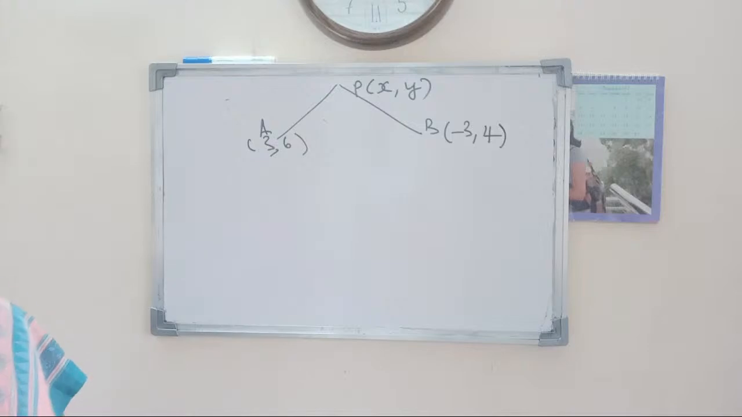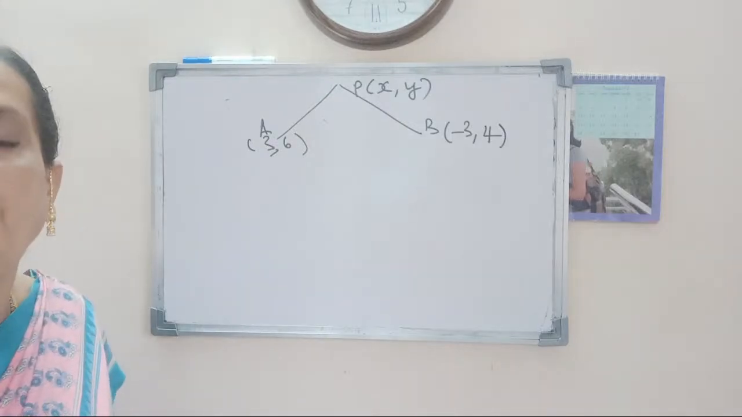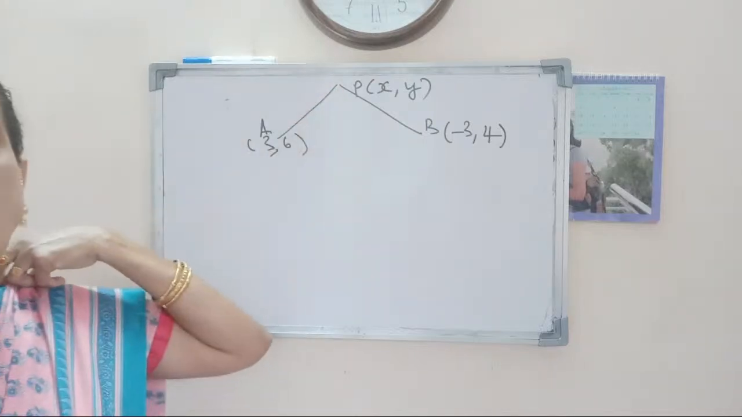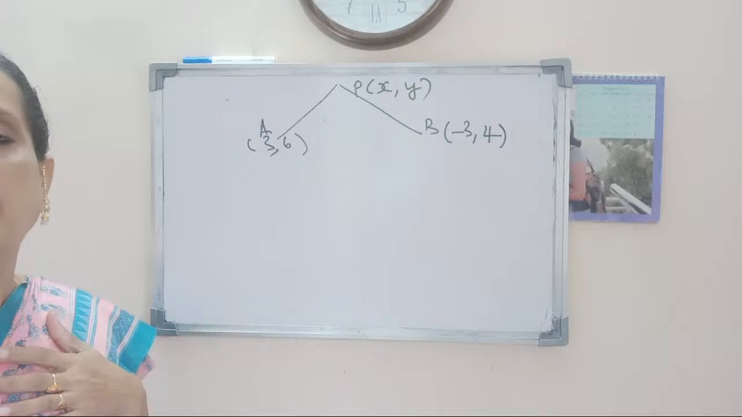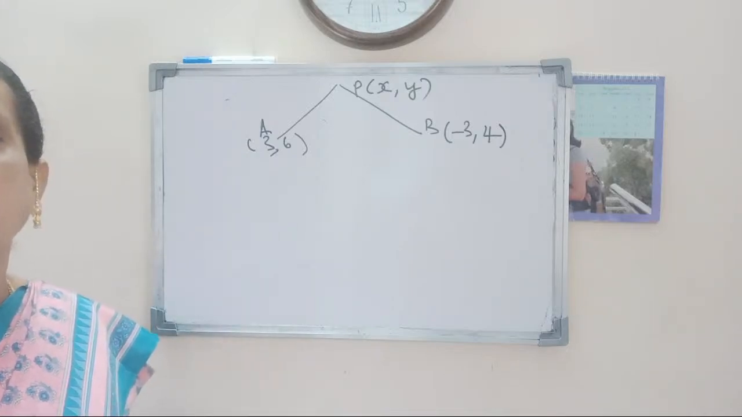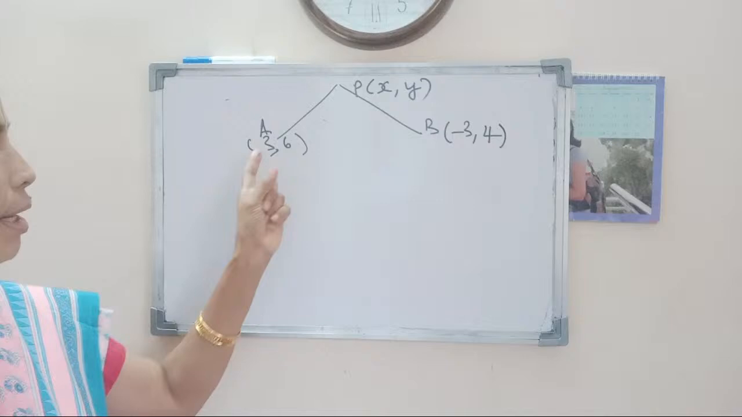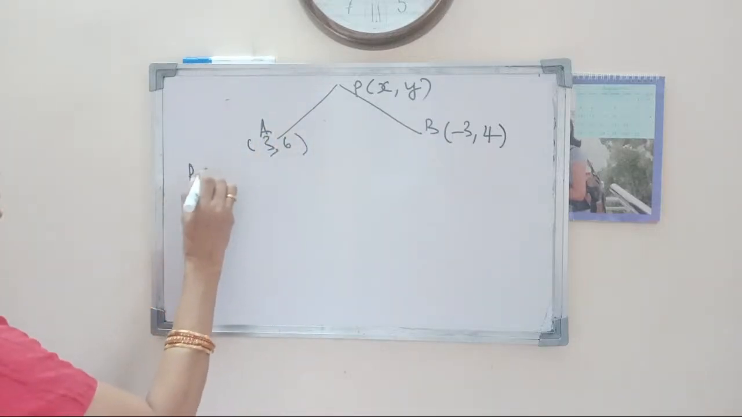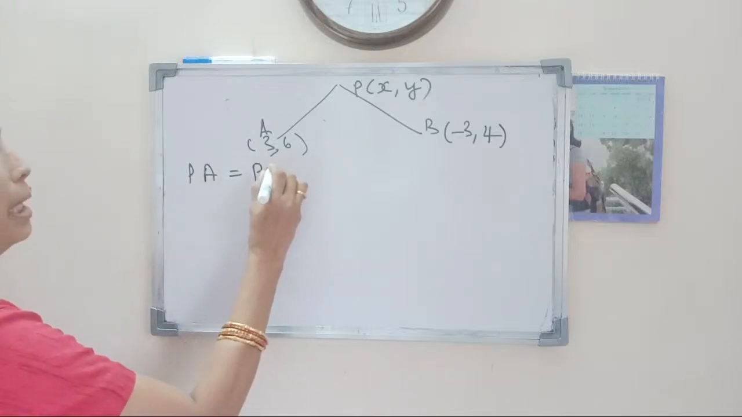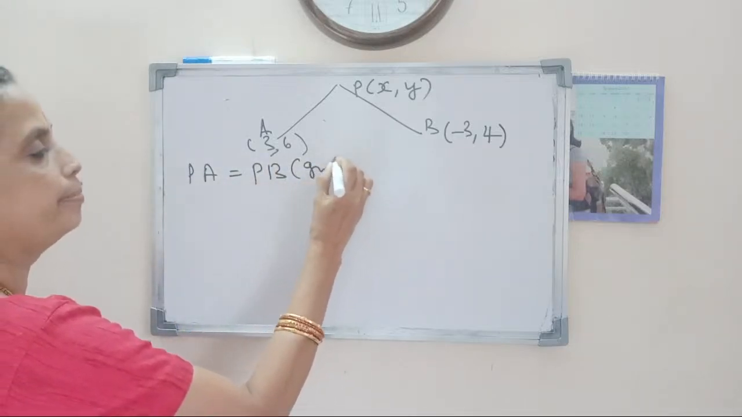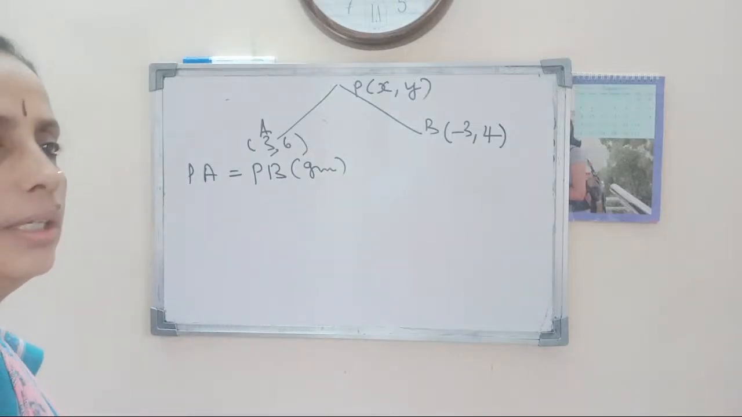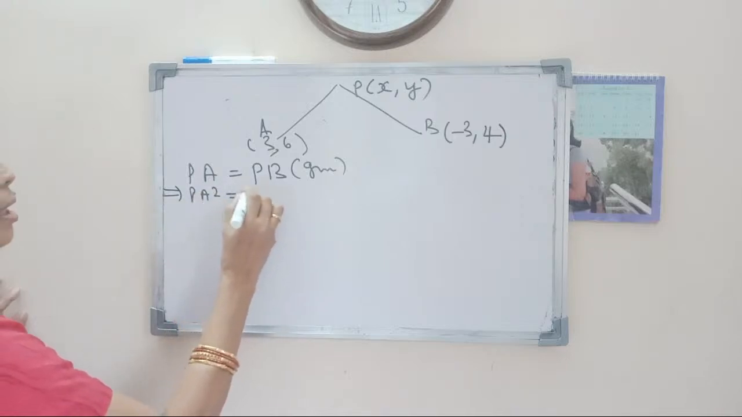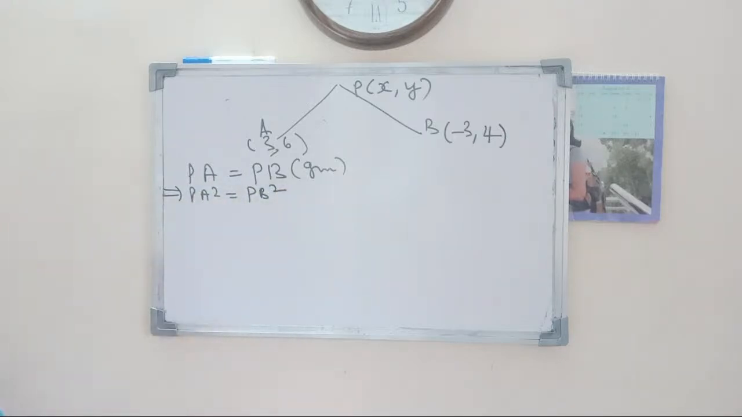Equidistant. When it is equidistant, what condition do we have to take? Point P has the ordered pair x comma y. We have to make a relation such that they are equidistant. When it is equidistant, we consider PA equals PB, which implies PA square equals PB square.